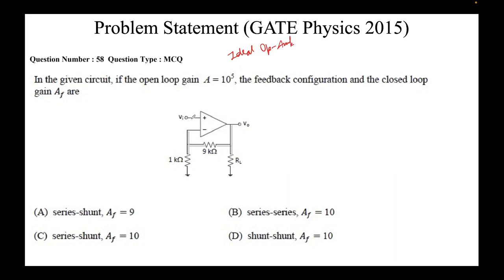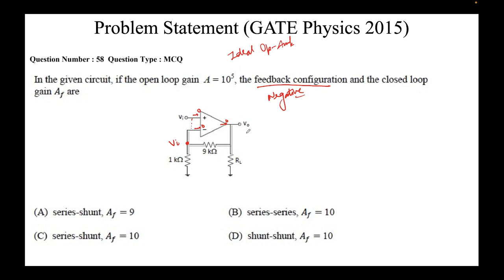Ideal op-amp means the current here is 0, the current here is 0, and the current coming out of this op-amp is also 0. Very good. And virtual short, so if voltage Vi is here, voltage Vi will also be here. Very good. Now the feedback configuration. They are asking what the feedback configuration is. We know it's a negative feedback, but that is not what they're asking; it is series shunt, or shunt. We'll determine that, but first let's calculate the gain.